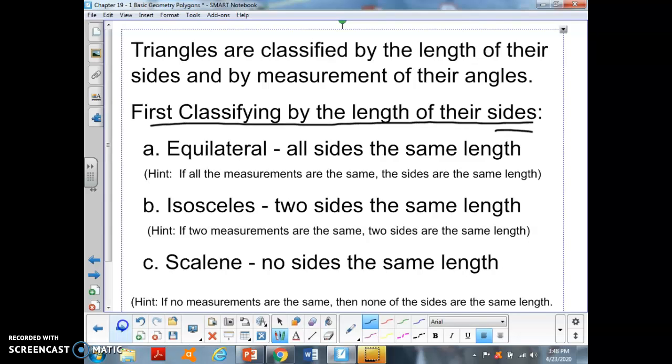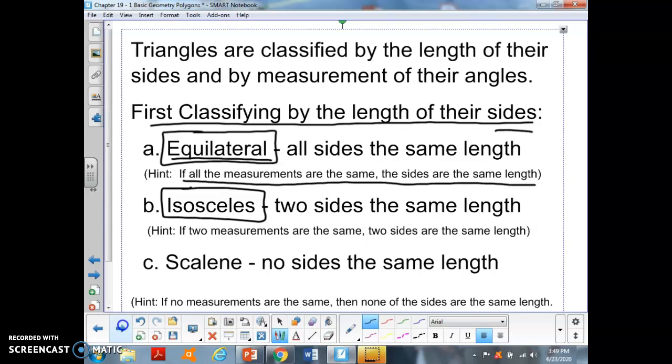Okay, the outside. We could call it 1, an equilateral triangle. It's equilateral if all the sides, the length on the outside, are the same. Now you can use a ruler to measure, but here's a quick hint. If all the measurements are the same on the inside, the lengths are going to be the same on the outside. So today when you do your assignment, you don't really have to measure the sides, just check the measurements. If all 3 measurements are the same, then the length of the sides are the same, and we call that an equilateral triangle.